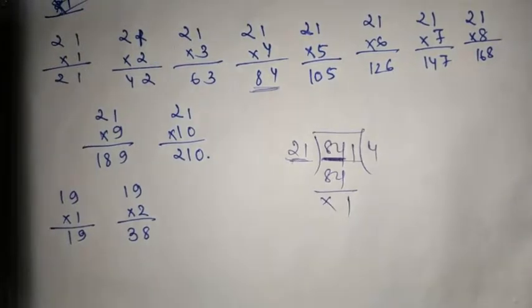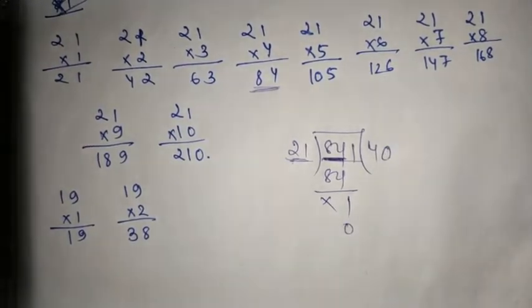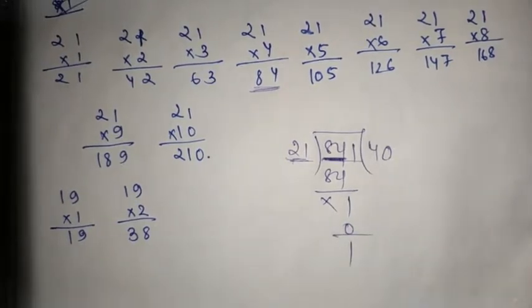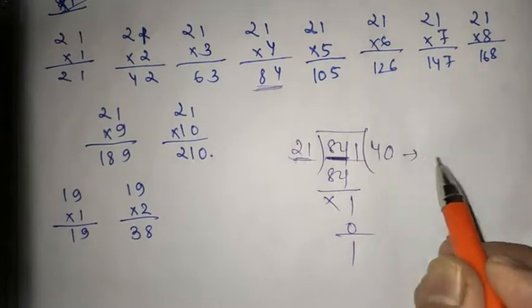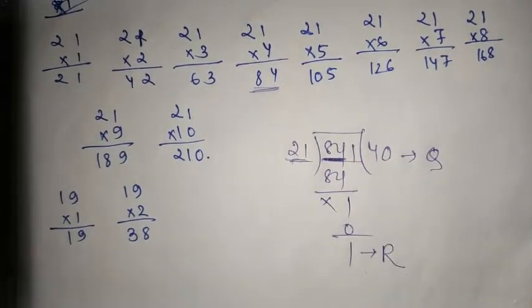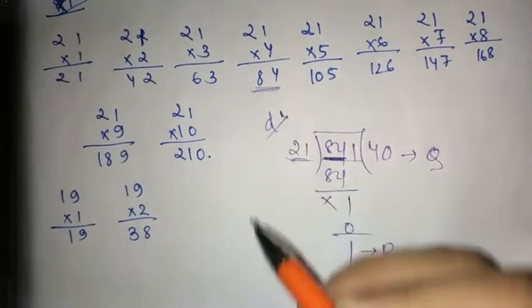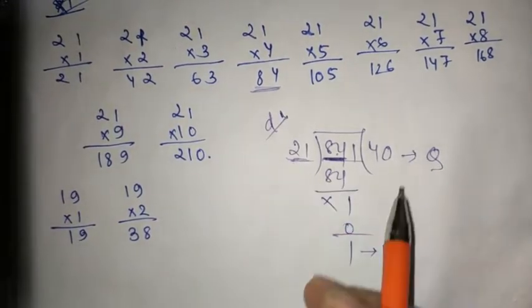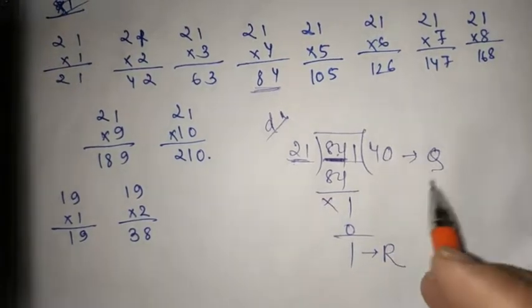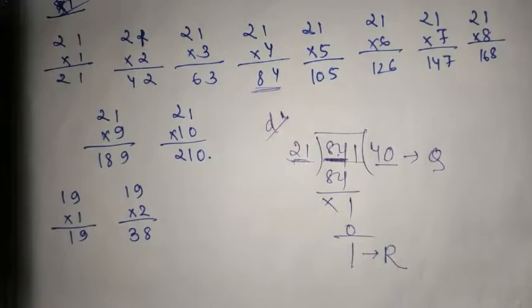So 1 is moving down, so we will put zero, okay? 1 is the remainder, nothing else we can do. So your quotient is 40 and your remainder is 1. Alright, so this is your number D, 841 divided by 21, the quotient is 40 and the remainder is 1. Alright, I hope you have understood this.